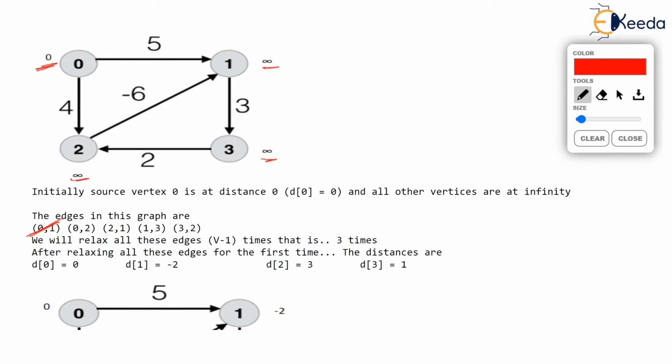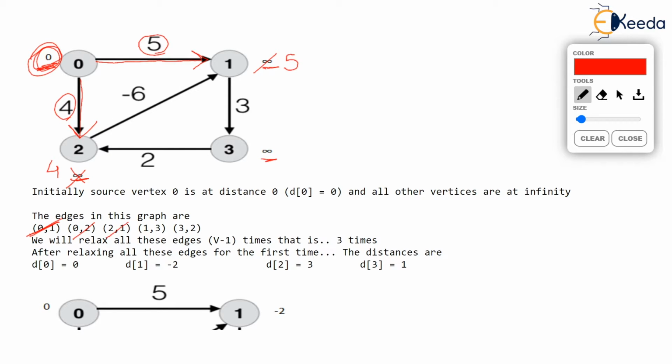Now the 0 to 1 edge: if you relax it, you will have to add 0 with 5. I'm not explaining all the procedure about relaxing the edge, but the sum comes out as 5. So the distance of the first vertex is at infinity and we got a lesser distance, so we'll update the distance of the first vertex to 5. 0, 2: if you take this edge 0, 2, you observe it will be relaxed by using 0 plus 4, which comes out as 4, and the distance of the second vertex is right now at infinity. We got a lesser distance, we'll update it to 4.